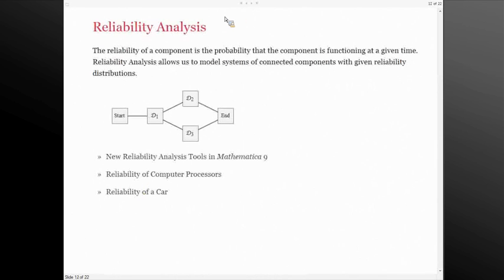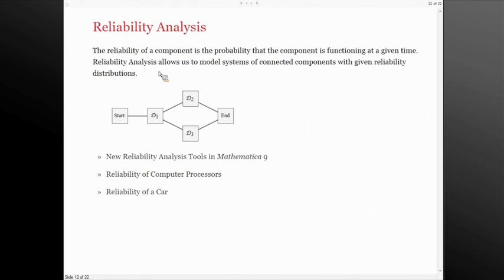All right, so that's it for survival analysis. Now I want to talk about a related topic, reliability analysis. Reliability deals with independent components that are connected into a bigger system. We know something about the survival of those individual components, and we call that the reliability of the component. So reliability of a component is the probability that that component is functioning at a given time.